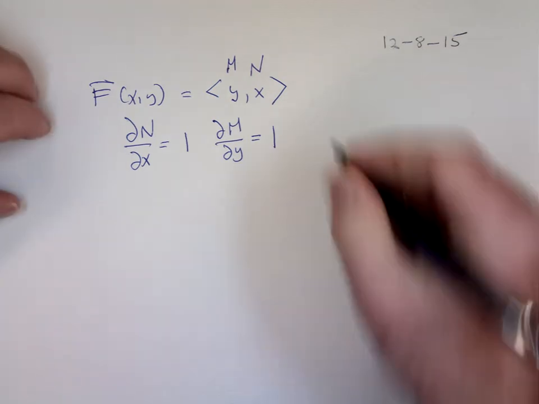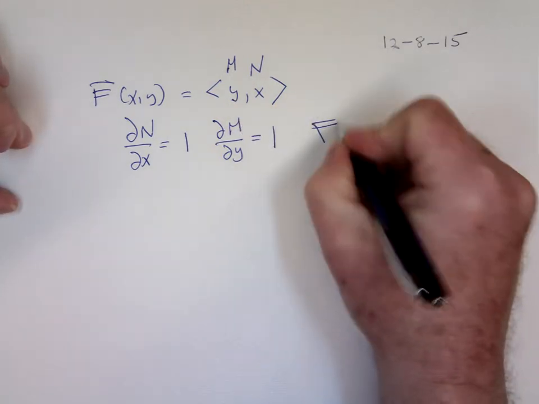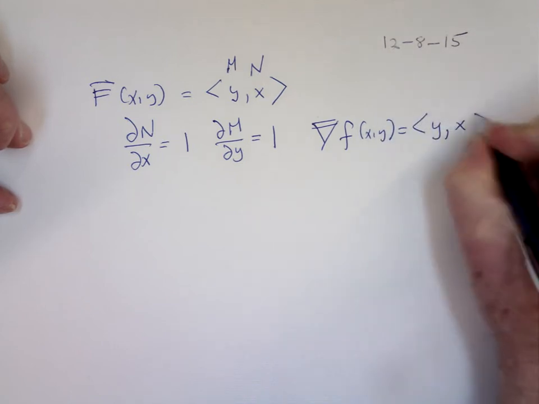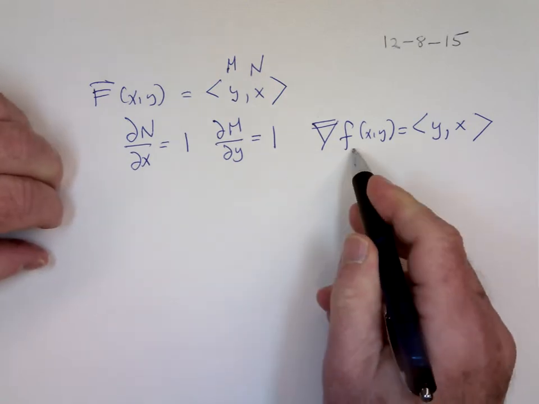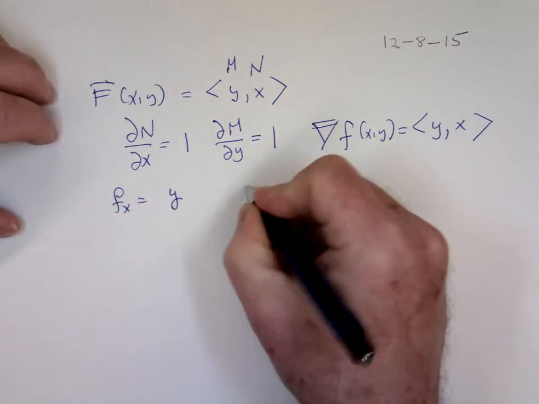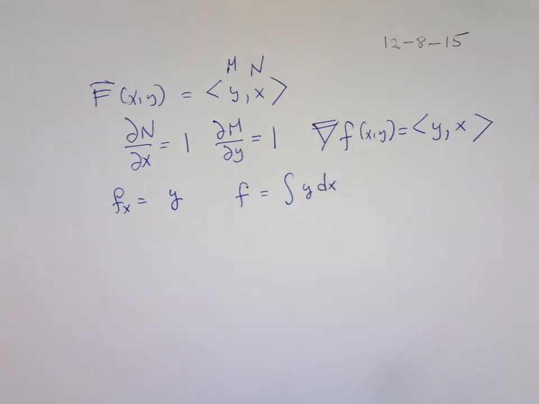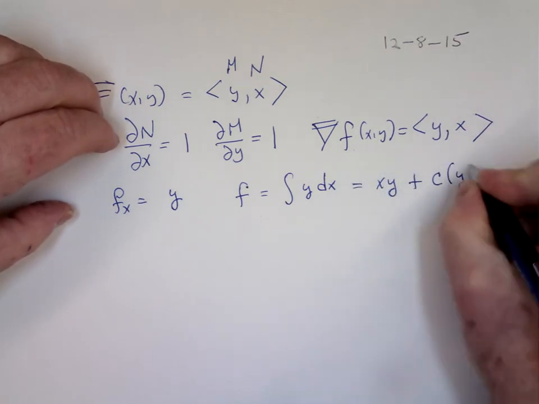Here's how we find it. If we have a potential function, the gradient of this function that we're looking for is equal to our field, y x. Well, how do you find the gradient of a function? Its partial with respect to x must be y. Therefore, this function is the integral of y with respect to x. If its partial is y, the function must be the integral of that with respect to x. And that is equal to xy plus possibly a constant that's a function of y.